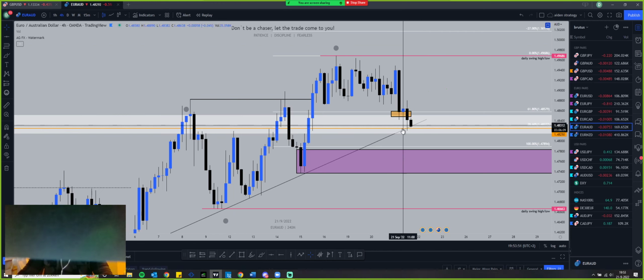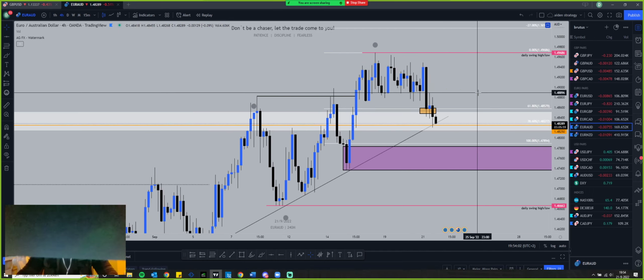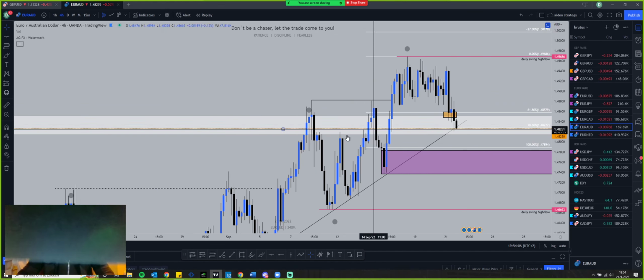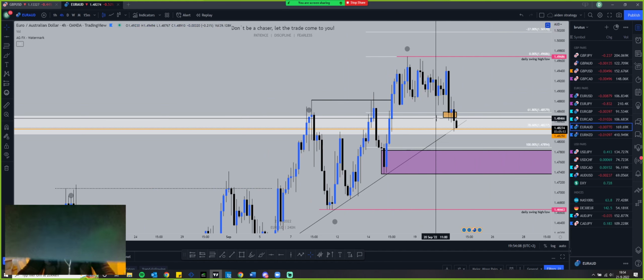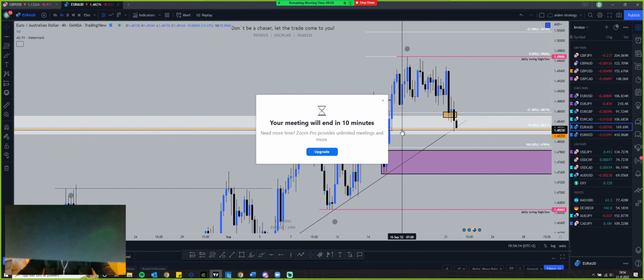You're familiar with the psychological levels Adrian also explained, so I don't need to go into that. But hey, this psychological level is also aligning with my daily zone. This white rectangle is my daily zone. So then you know, hey, this can be a prime spot that the pullback is ending.